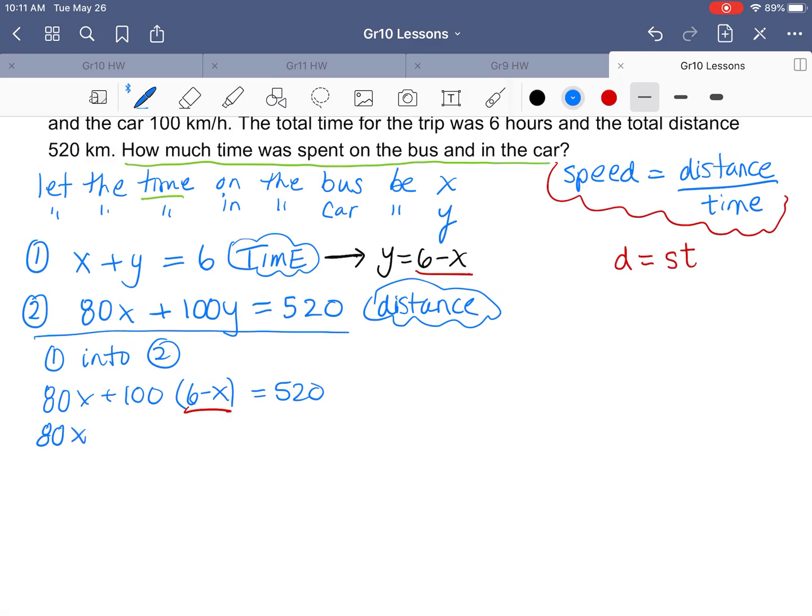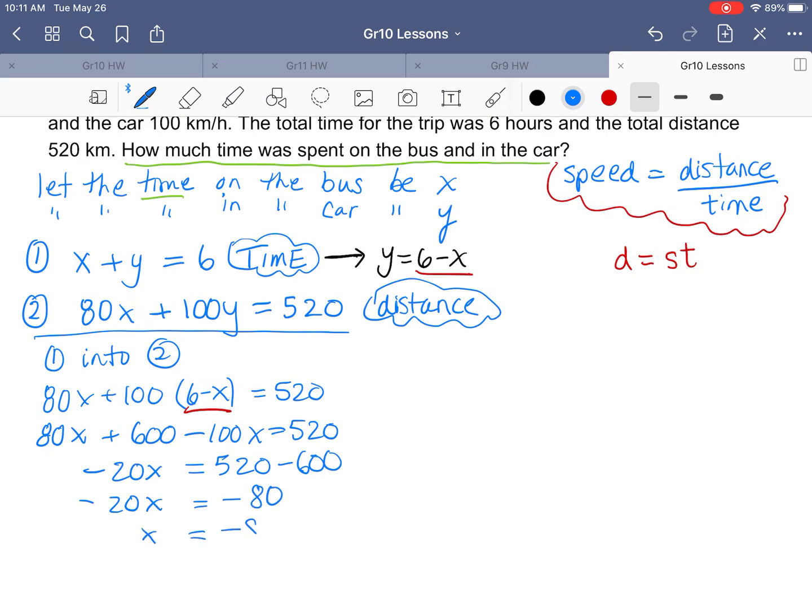So now we are going to expand, simplify, and isolate for x. So we have 80 times x plus 600 minus 100x is equal to 520. 80x minus 100x gives us negative 20x. And then we end up with 520 minus 600 on the right-hand side. So negative 20x is going to be equal to negative 80. And to get x by itself, we're going to divide negative 80 by negative 20. And we end up with x is equal to 4.